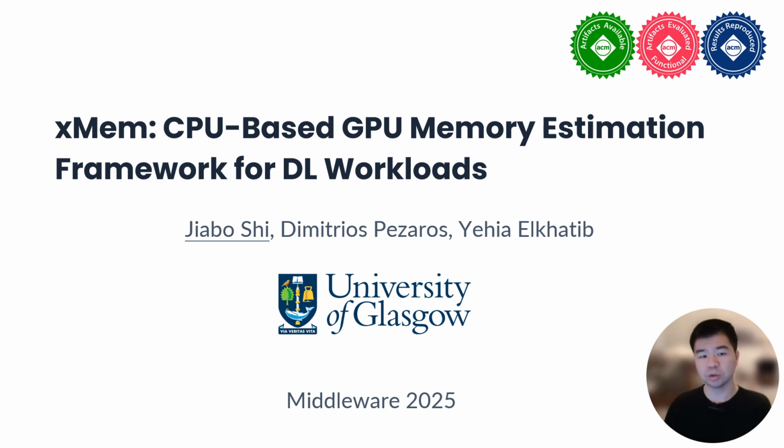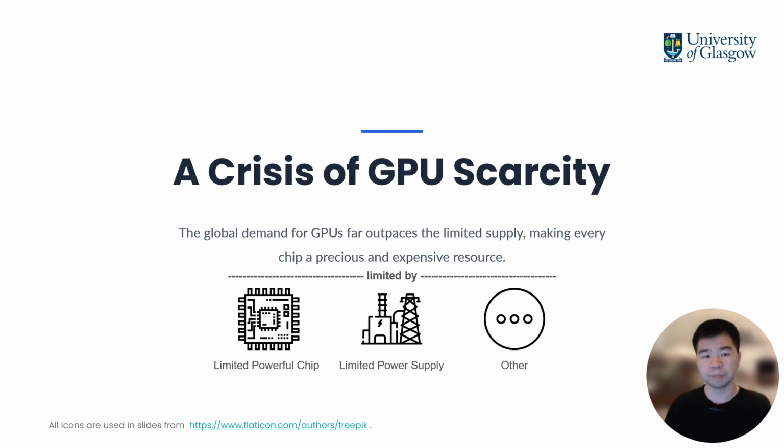The topic I'm going to talk about today is a novel framework, xMem, that accurately predicts the GPU memory required for a deep learning training job. The key point is that it performs this task entirely on the CPU without requiring any GPU.